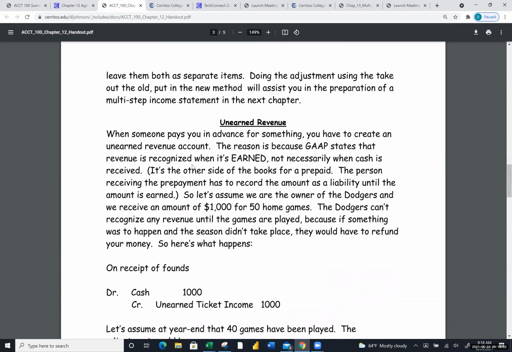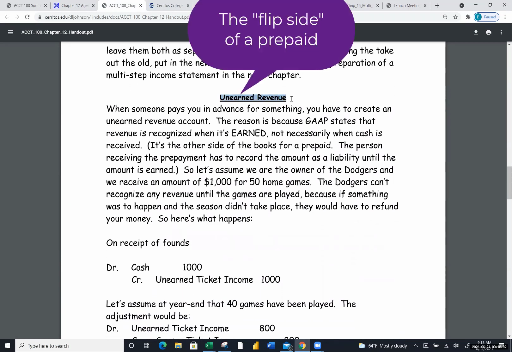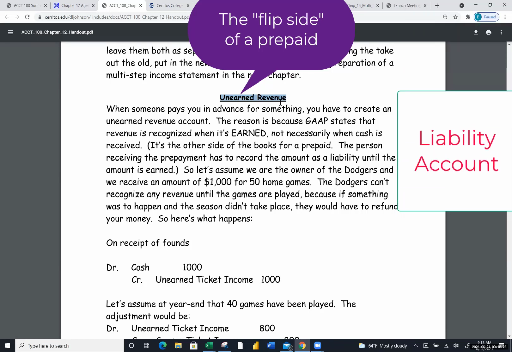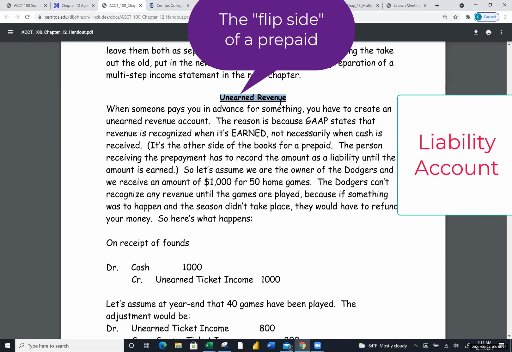The second one, we touched on this last time: unearned revenue. I would say that out of this chapter, this, along with the interest adjustment, causes the most confusion, mostly because students don't take enough time to realize that this unearned revenue account is a liability. The reason it doesn't look like a liability, we mentioned this last time, is that it's missing the word payable in it.